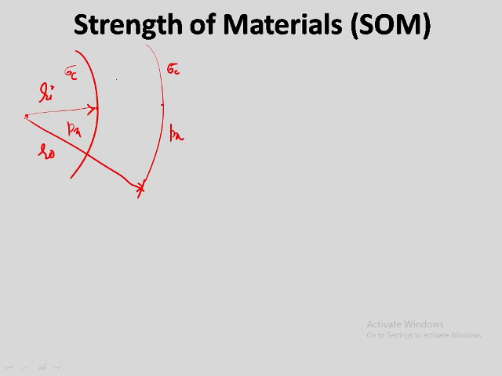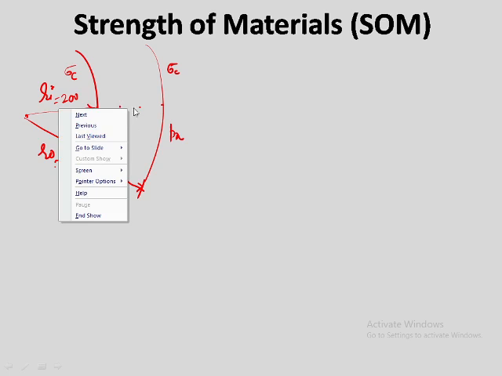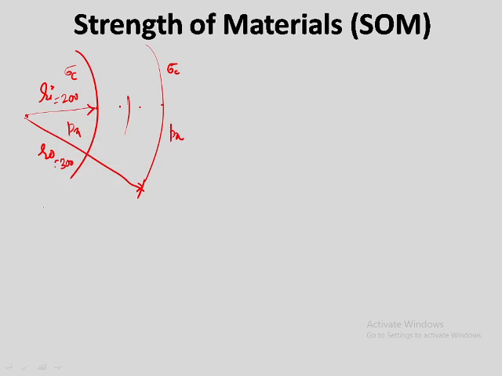But to get the sketch, at least you need two more points. Ri equal to 200, R naught equal to 300. To get a curve, you need a minimum of 3 points. So I'll go for an interval of 50 mm here. That is Rx equal to 250 mm.